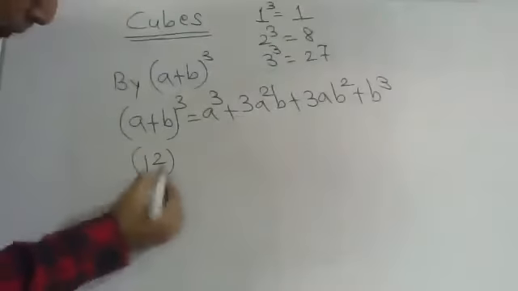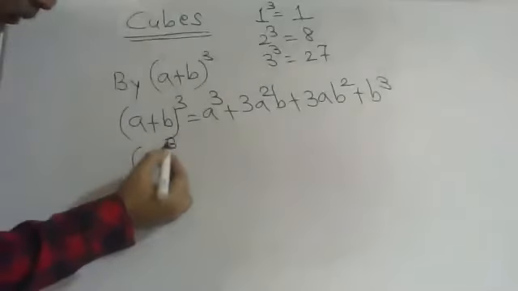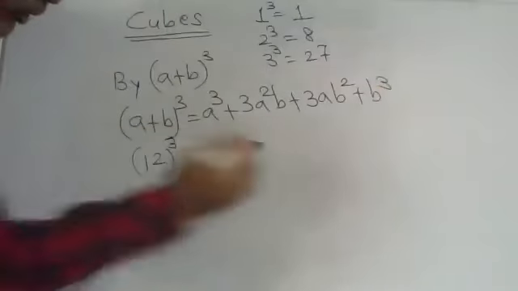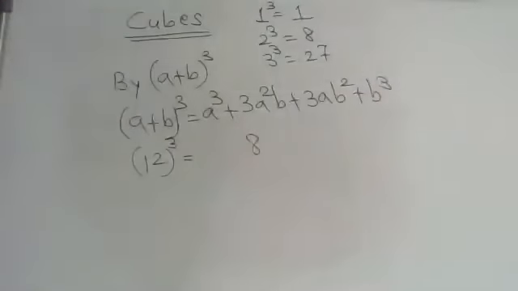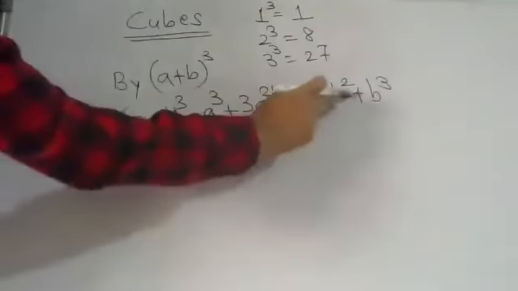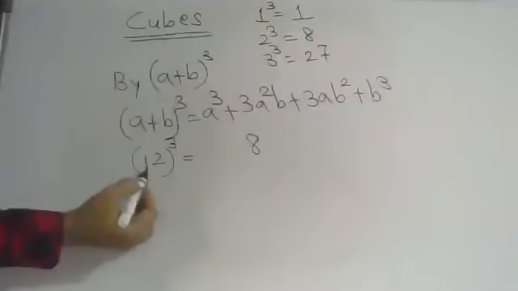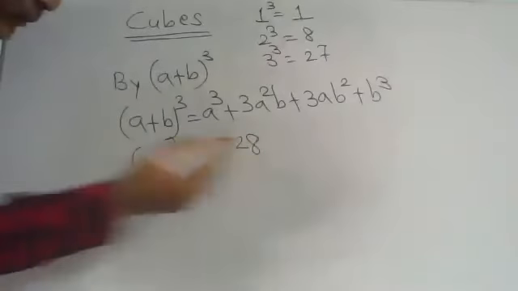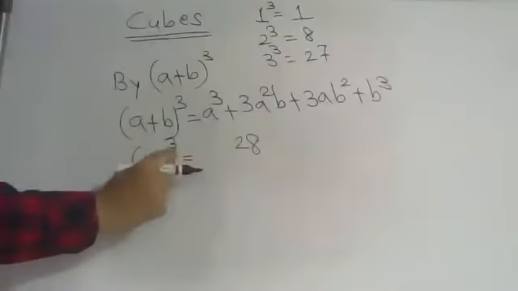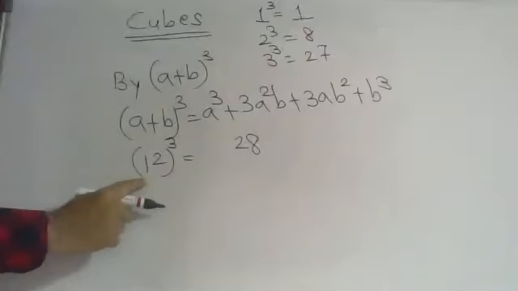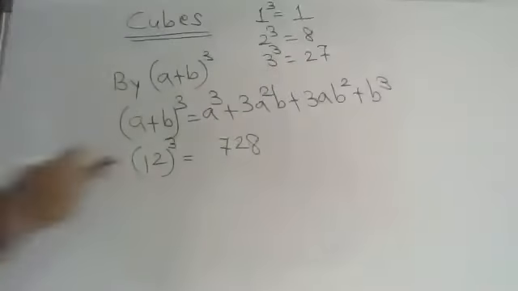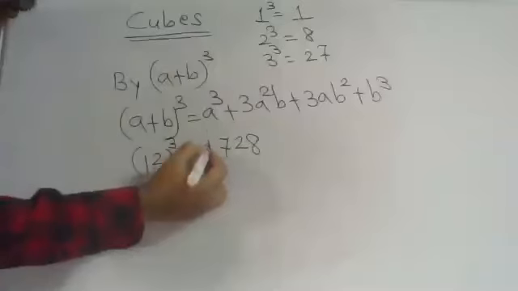12 cube. b cube, b is 2 here. 2 cube, write down 8. 3ab square: 3 into 1, 3 into 2 square, 4 into 3, that is 12. Carry 1. 3 into 2 into 1 square is 6, plus 1, 7. And 1 cube is 1.